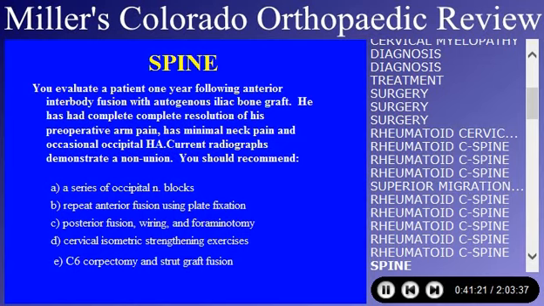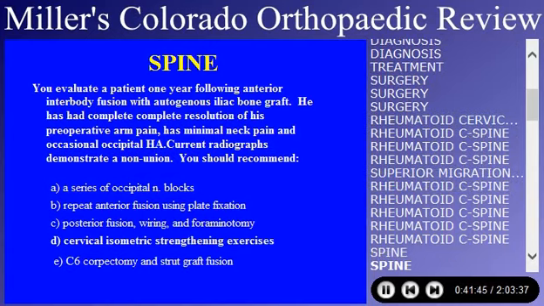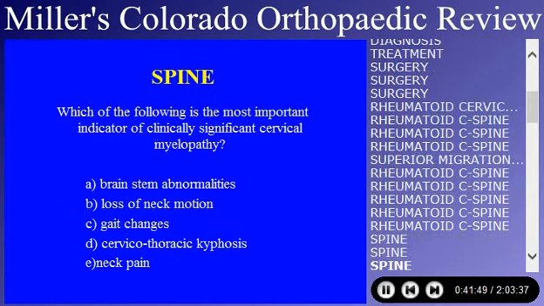You want to avoid the temptation to jump on somebody just because they have a radiographic abnormality, and this is, to me, a classic question that can be asked, and a thing that comes up in practice a fair amount because there is a significant non-union rate. Many of these patients are asymptomatic and really need to be followed. And the occipital nerve blocks you'd reserve for if they really had severe occipital headaches. Which of the following is the most important indicator of clinically significant cervical myelopathy?